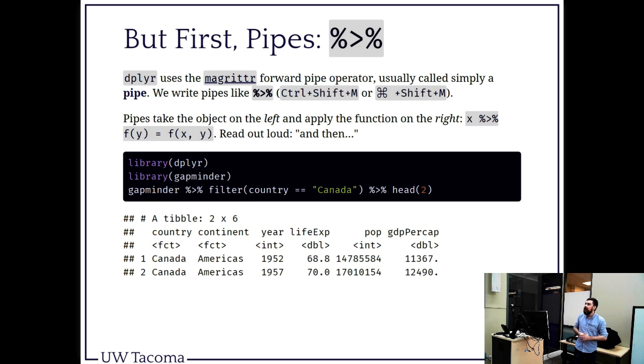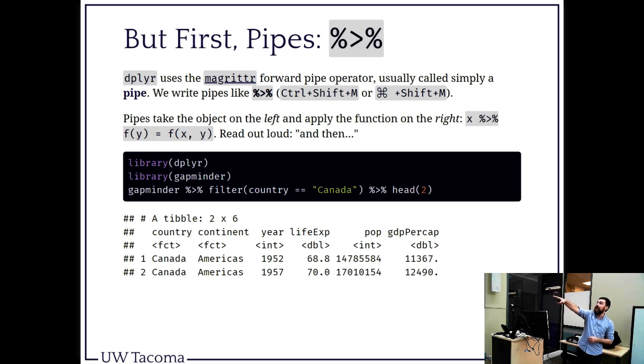If I had loaded up the dplyr package, and I load up my Gapminder data we're going to use in a bit, I could say, let's start with Gapminder. Gapminder is a data frame. It contains all the observations in the data set. I pipe it into the filter command. The filter command I'm saying there, country equals Canada, says I want to take the data, but I want to keep only the observations that are from Canada. Then I pipe it again and say head 2. Head, you give it a number and it tells it how many observations to display from that data set.